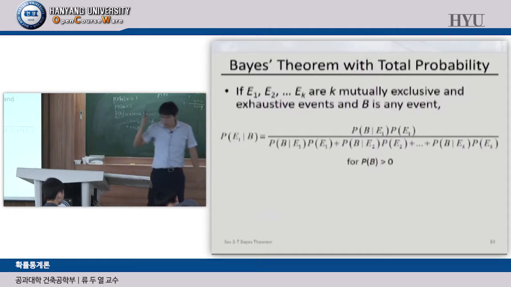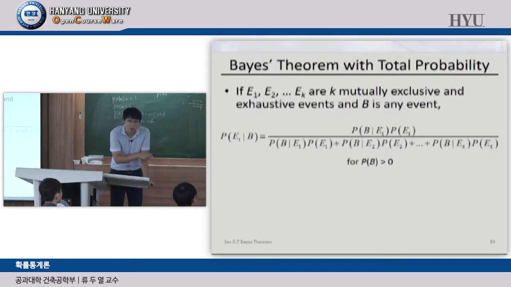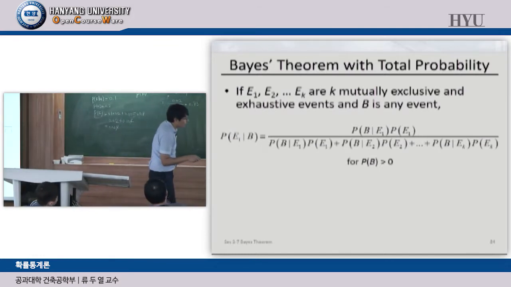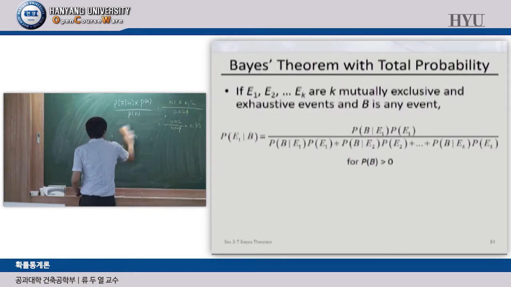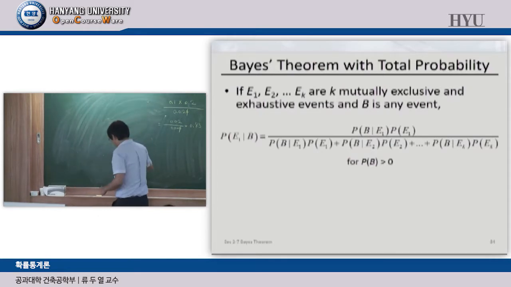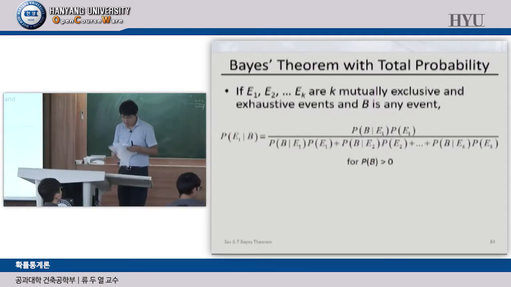And now we are going to discuss the Bayes theorem with total probability. If E1, E2, up to EK are K mutually exclusive and exhaustive events, and B is any event, we can obtain this relationship, okay? We have to first think about the Bayes theorem first.